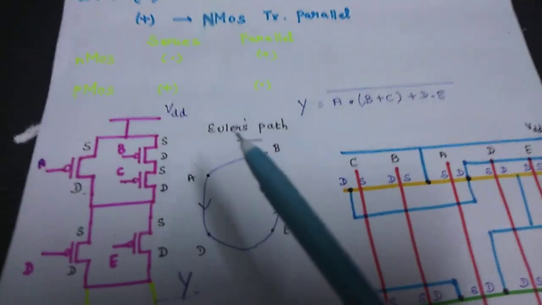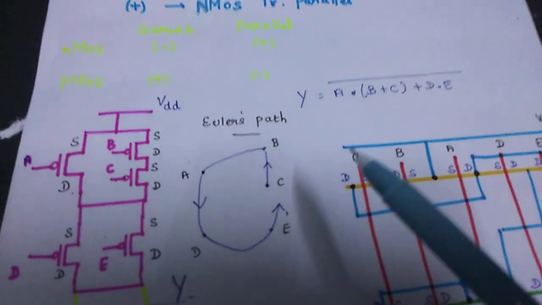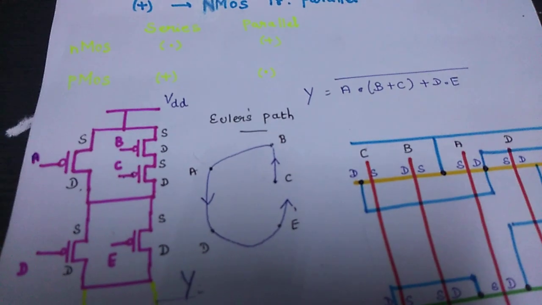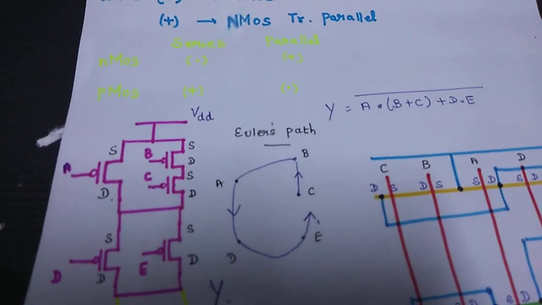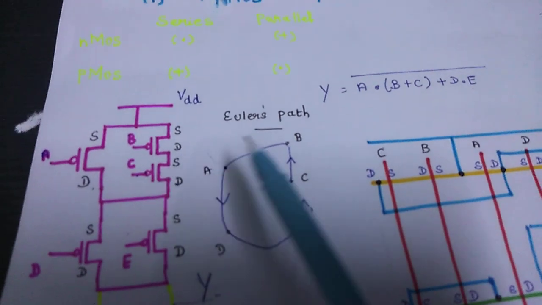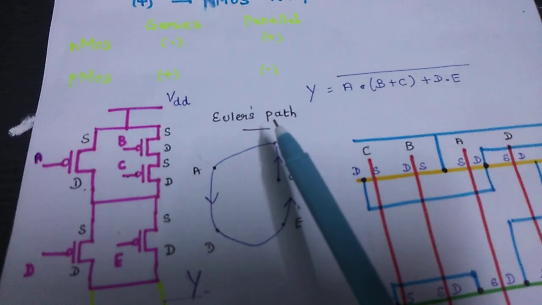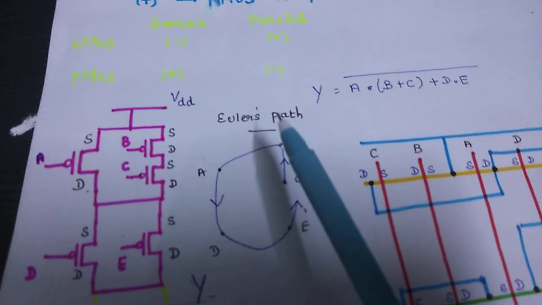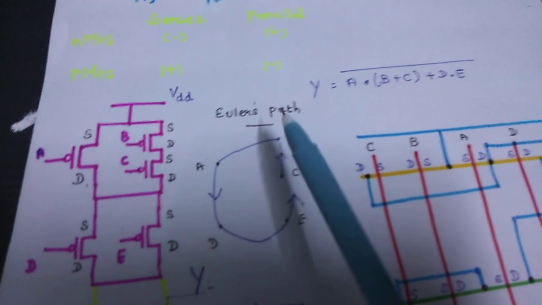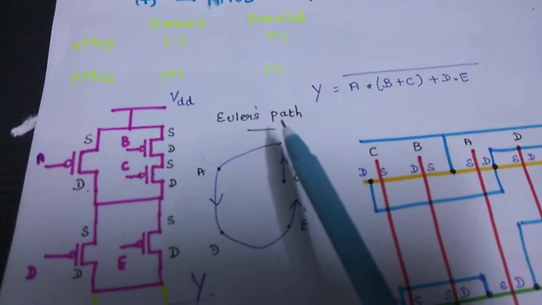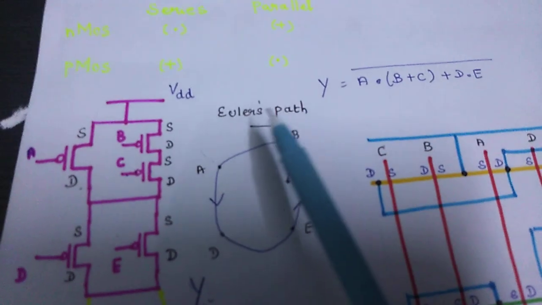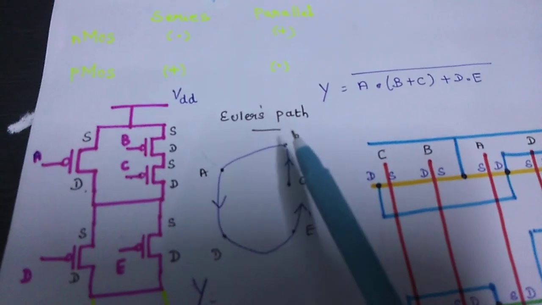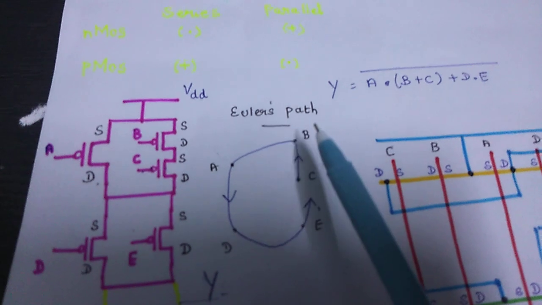Before getting into the stick diagram, we have to make the Euler's path. Since we have 10 transistors, we should not be confused, and we should not leave out any combination. Connections should not be missed out. So this Euler's path helps to perform an uninterruptible path.